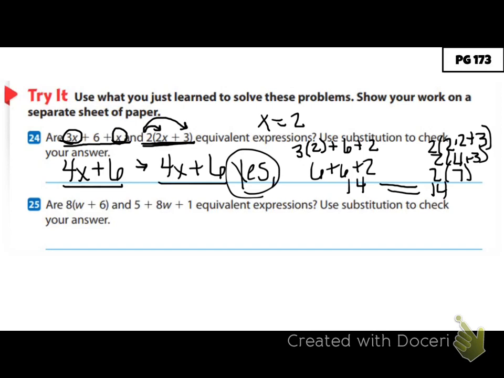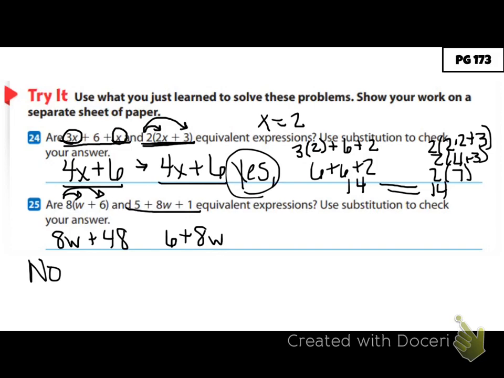25, I'm going to do the same thing like I did above. I'm going to distribute my 8 into my problem. So 8 times w is 8w plus 8 times 6 is 48. Here, I have 2 constants. I can add 5 plus 1, and it is a 6. And that means that my 8w would be added to it. So, based off this, I would say that no, they are not equivalent.